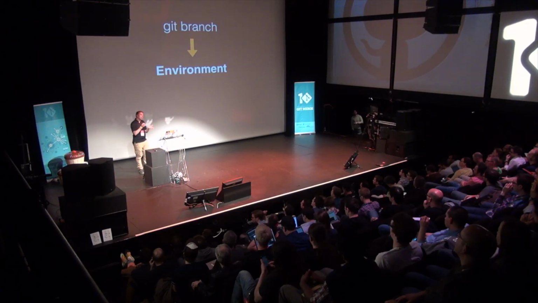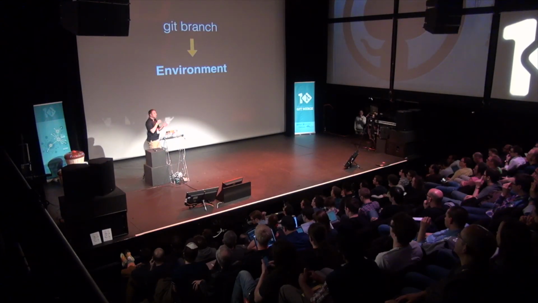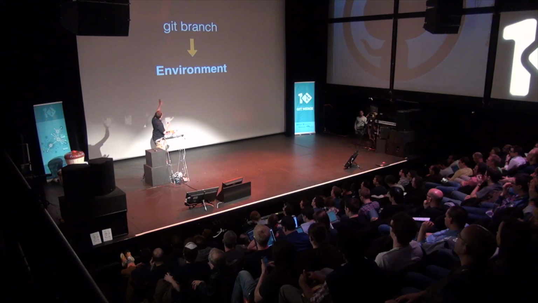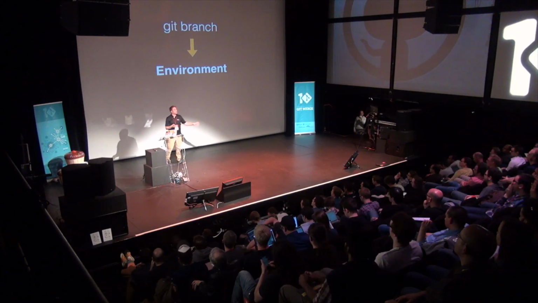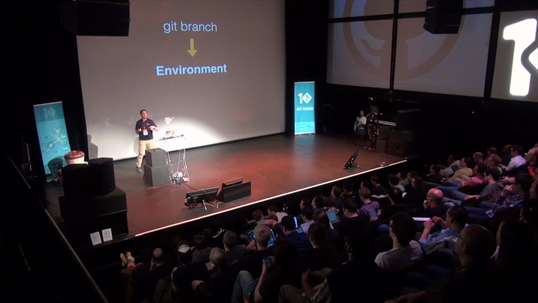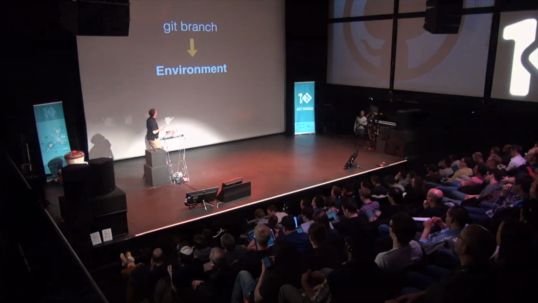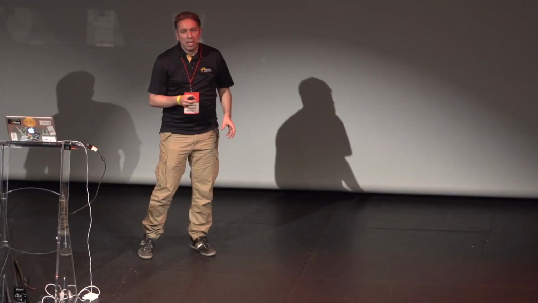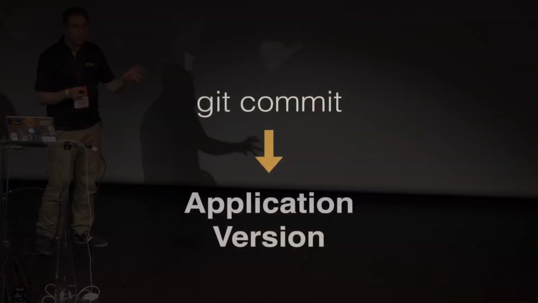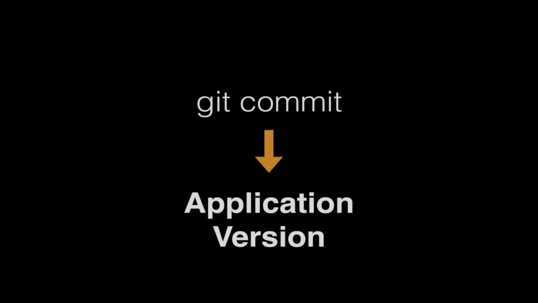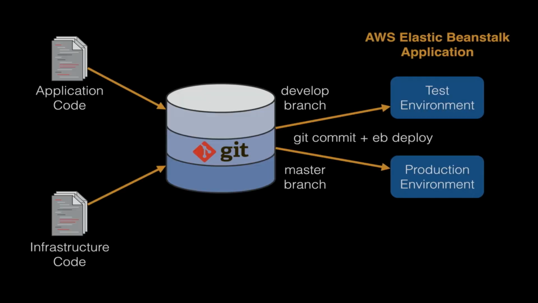So Elastic Beanstalk can integrate with Git so that you can map a Git branch to a specific environment. So the test branch goes to the test environment, the master branch goes to the production environment, for example. And you can also map a Git commit to a specific application version so that when you commit something that you want to deploy, you can automatically create a software version for Elastic Beanstalk.